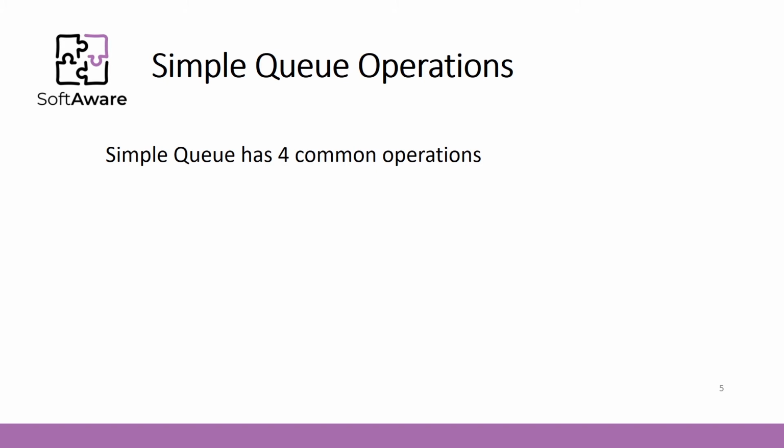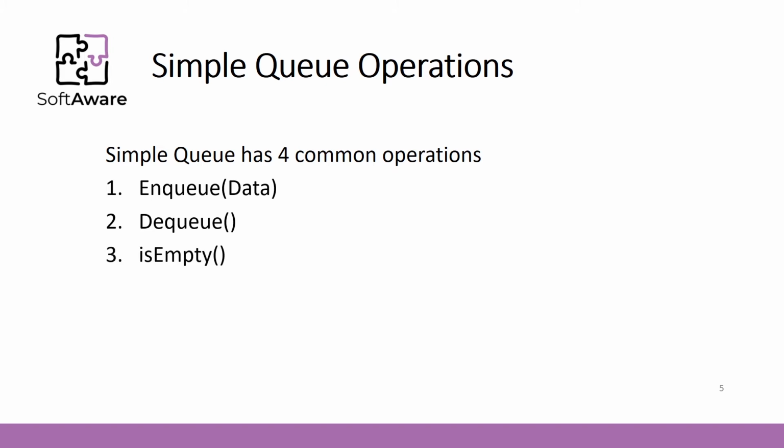Simple queue has four common operations such as enqueue with data, to enqueue a data element to the queue array, dequeue to dequeue a data element from the queue array, isEmpty to check if the queue array is empty, and isFull to check if the capacity of the queue array is filled and full.